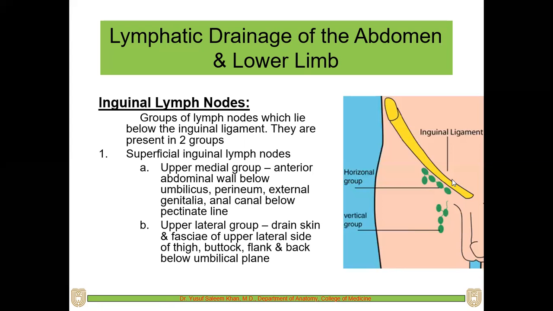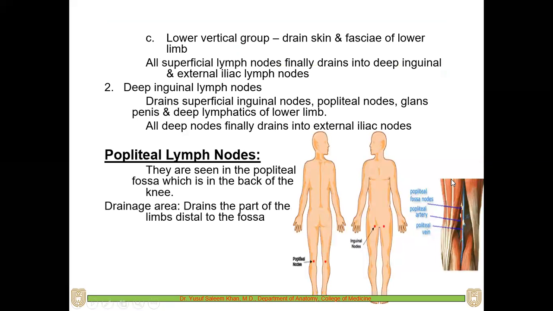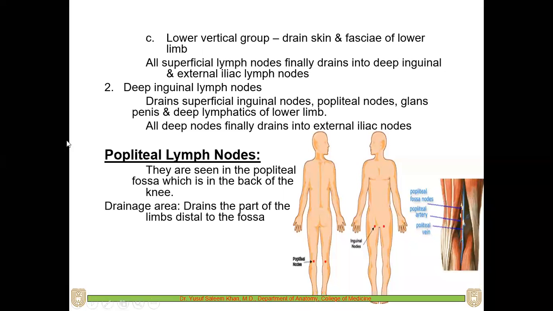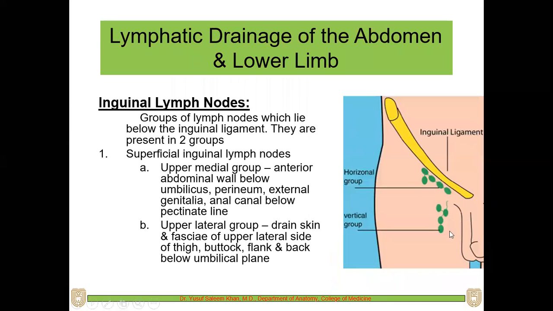So what are the regions it will drain? The vertical group will drain the skin and the fascia of the whole of the lower limb. So the whole lower limb will be drained by the lower vertical group. This lower vertical group here, what you see here, will drain the whole of the lower limbs. So there are three groups: upper medial, upper lateral, and lower.